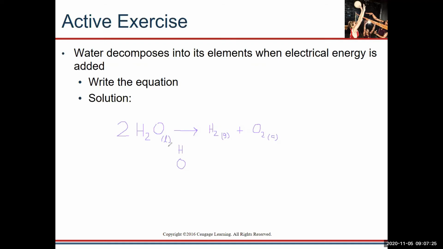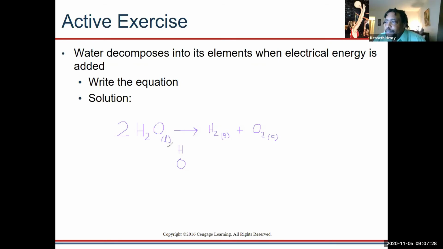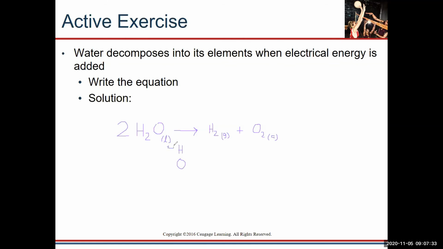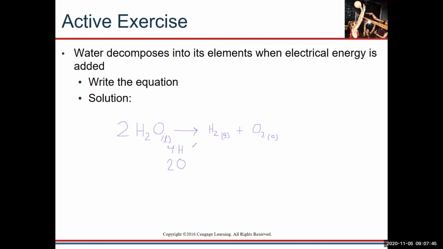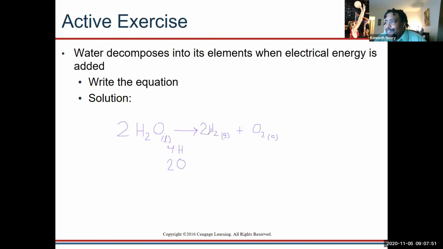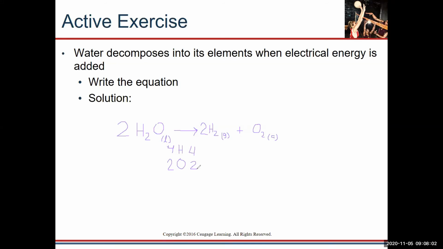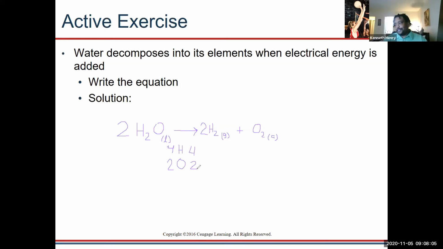Okay. So then how many hydrogens do I have? 4, now on my reactant side. And then how many oxygens? 2. And then what about on my product side? You need a 2 in front of the H2. So then that would give me, good job. See, you did pretty good. I thought you said you were confused. Good job.